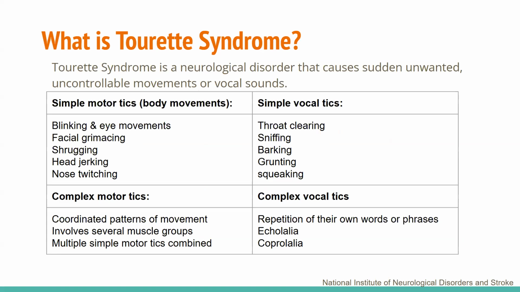So some examples of simple motor tics are body movements like blinking, eye movements, facial grimacing, shrugging, head jerking, or nose twitching. And simple vocal tics are throat clearing, sniffing, barking, grunting, or squeaking. And then some complex motor tics include coordinated patterns of movement that involve several muscle groups and are usually multiple simple motor tics combined. And then some complex vocal tics are the repetition of their own words or phrases, as well as echolalia, which is the repetition of another individual's words or phrases, or coprolalia, which is the use and repetition of cuss words when tics are expressed.